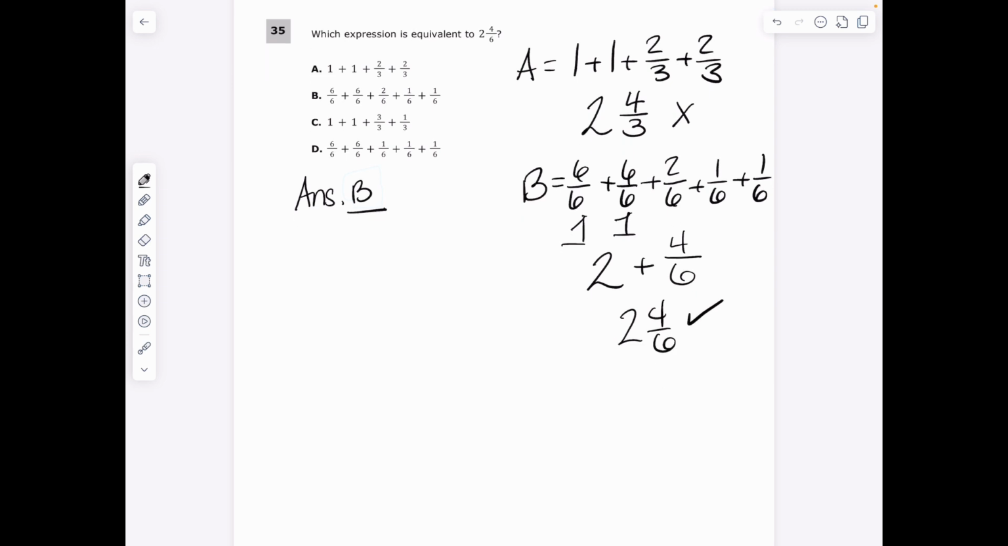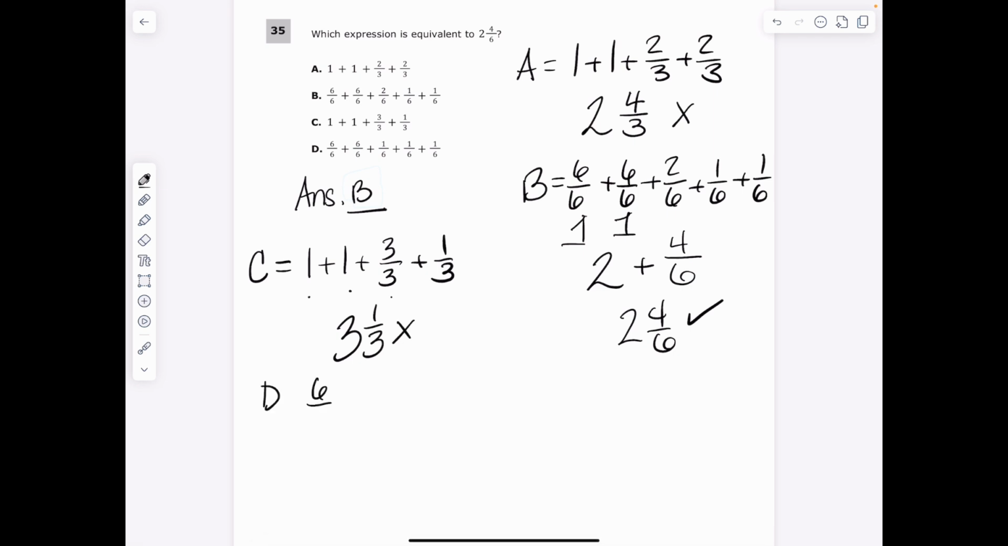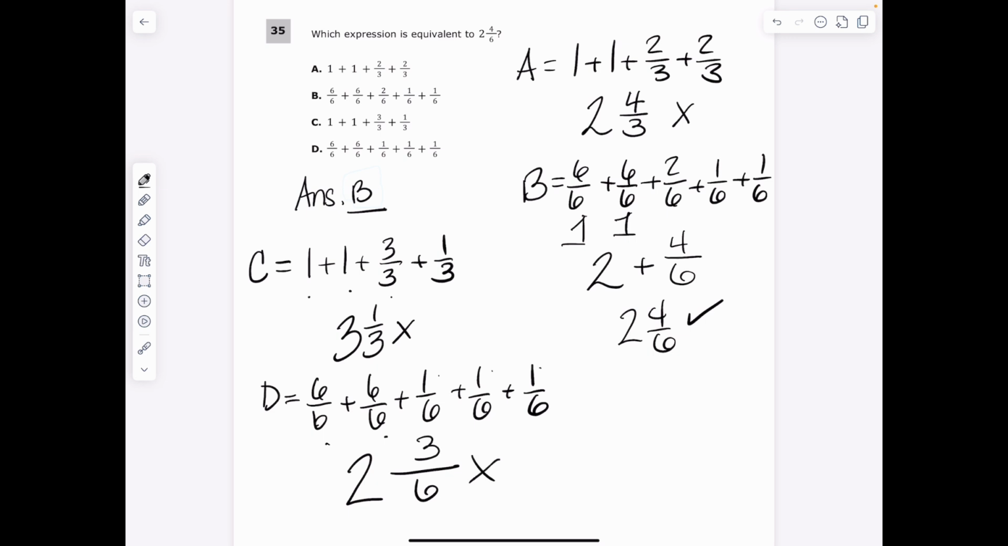If you kept on going for C, let's give C a little bit more space. You would have had 1 plus 1 plus 3 over 3 plus 1/3. So 1 plus 1 plus 1 is 3 and 1/3. That's not what I wanted. And D, 1 plus 1, that's 2, and then the fractions add up to 3/6. That's not what I wanted. All right, so there you have it. That's how we got our answer B.